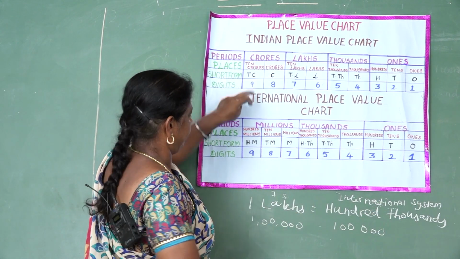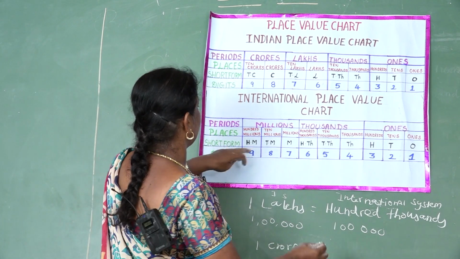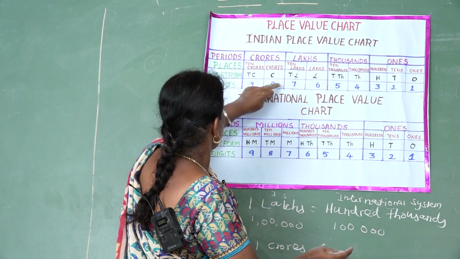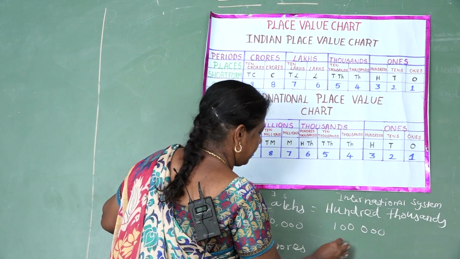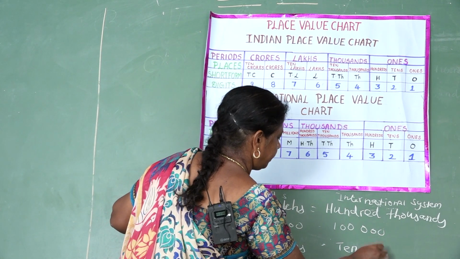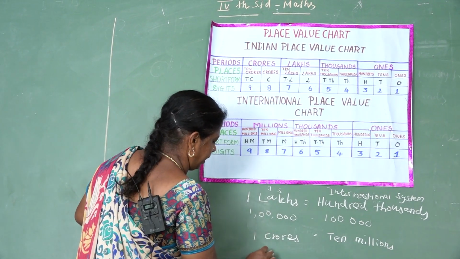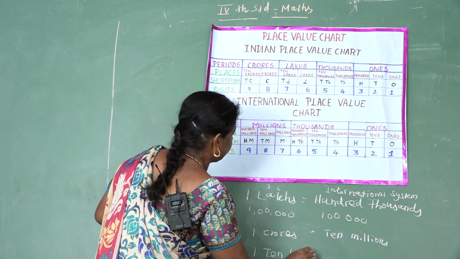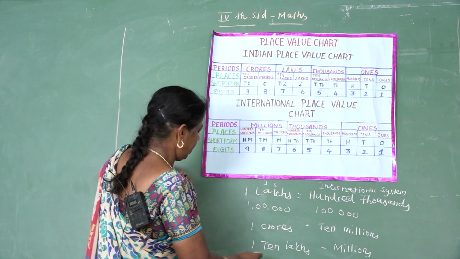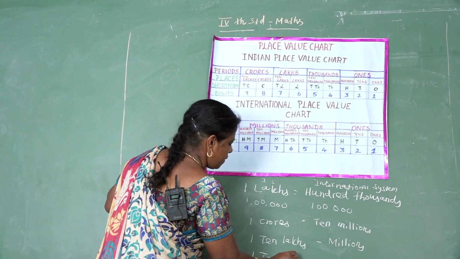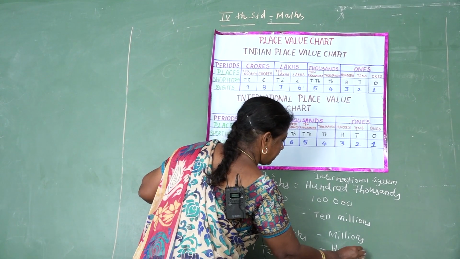Okay, next. 1 crore equals 10 millions. Next, 10 lakhs equals 1 million. 10 crores equals 100 millions.